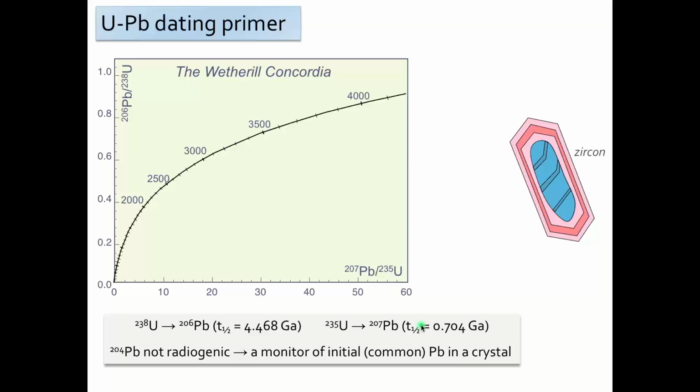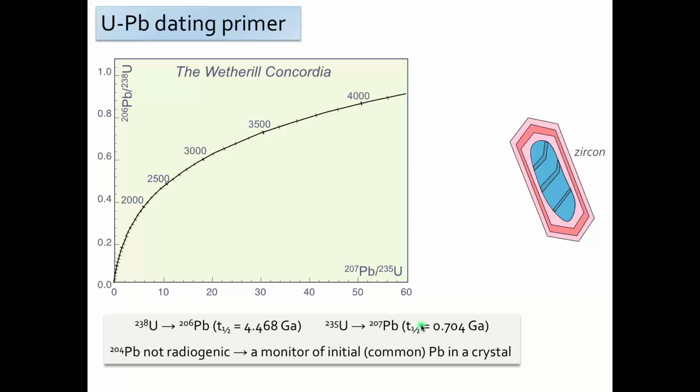There's also another isotope of lead, lead-208, produced by the decay of thorium-232, and also an isotope of lead that's not radiogenic. It's not produced by radioactive decay. It's left over from the formation of the solar system, and it can be used as a monitor of the initial amount of lead, also known as common lead, in a crystal. And this is lead-204.